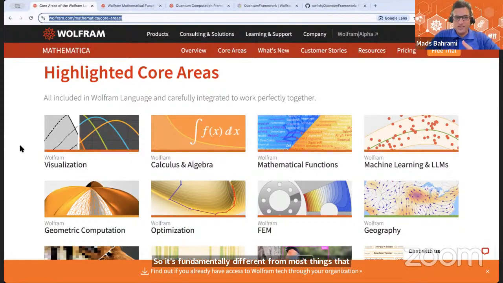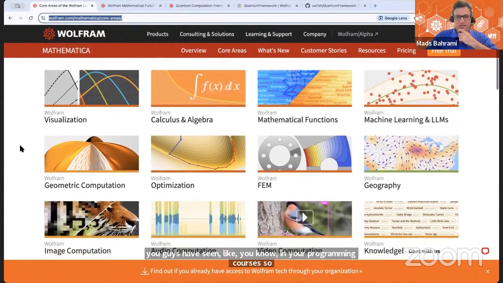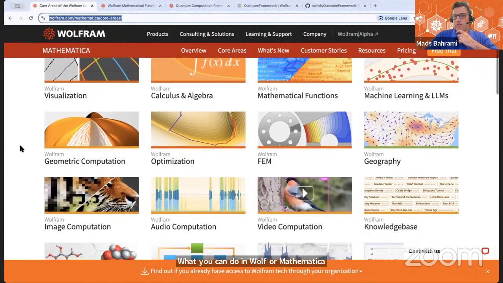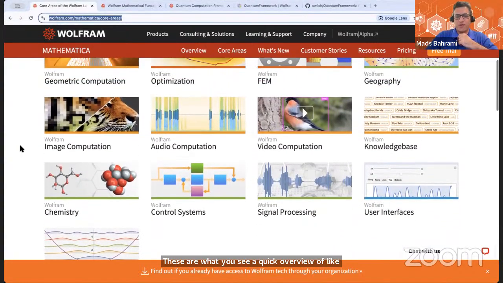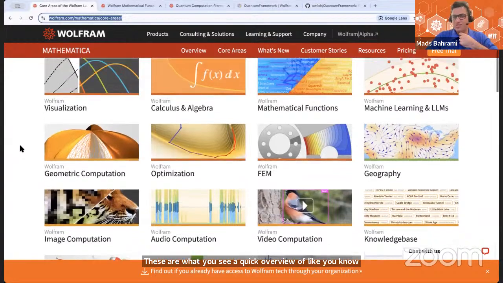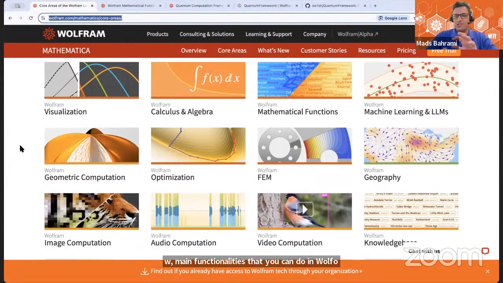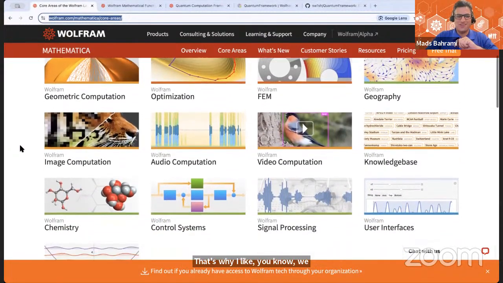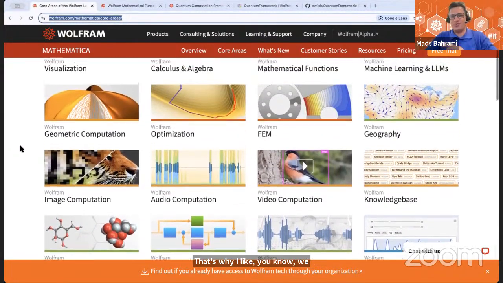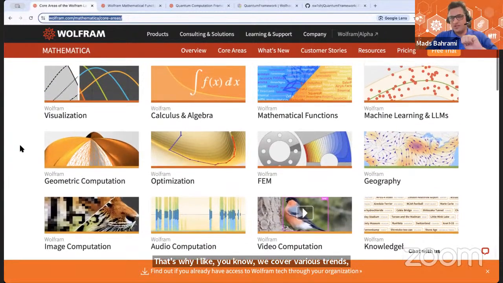Here you see a quick overview of the main things you can do in Wolfram Mathematica. Basically, our mission at Wolfram Research is literally to make everything computational. And by everything, I mean literally everything. That's why we cover many different topics, from chemistry to geo, all the way to calculus and algebra.